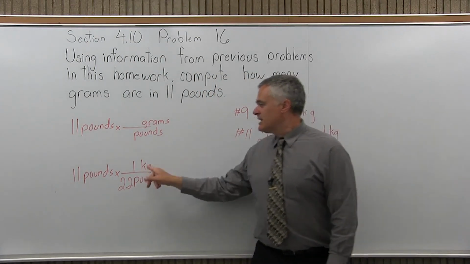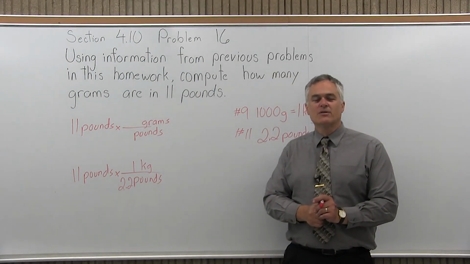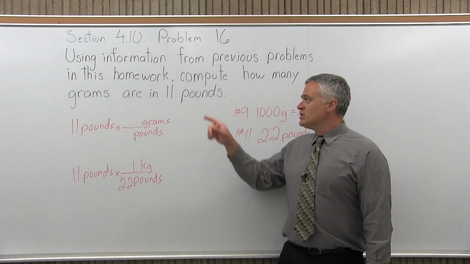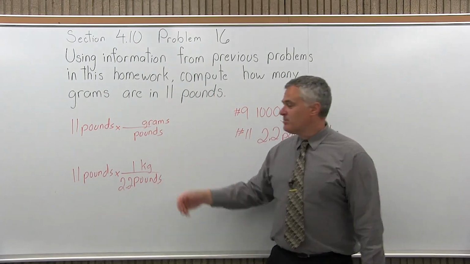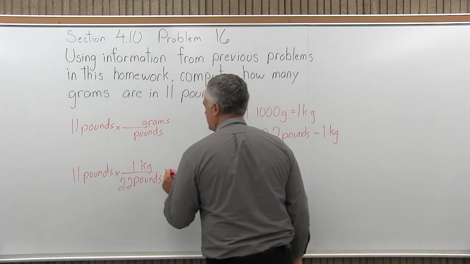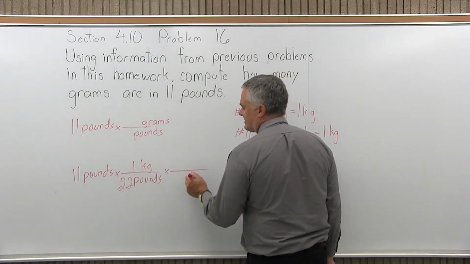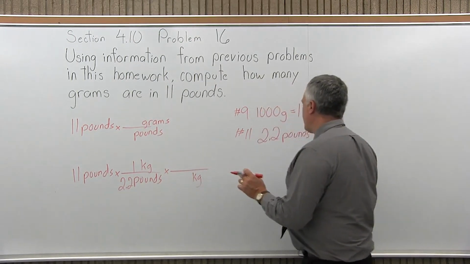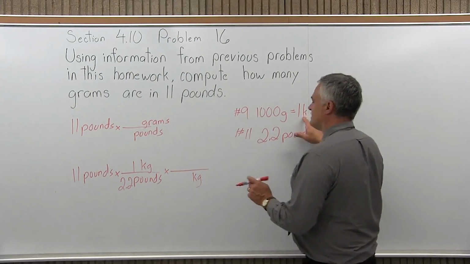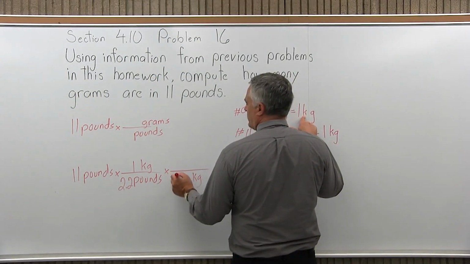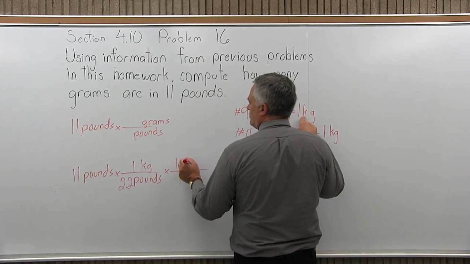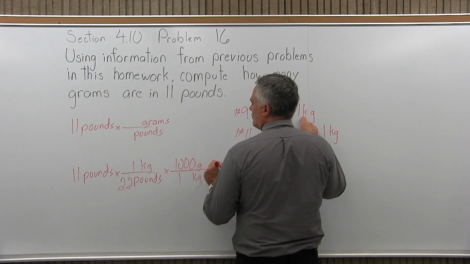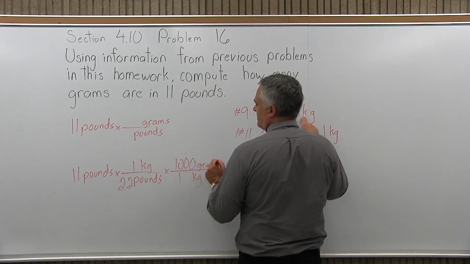So now pounds have canceled and my units are kilograms, which is not what I want. We want grams. So I'm going to multiply times another fraction that's equivalent to 1. I want to cancel the kilograms, so that will be in the denominator. So what do I have with kilograms? We have this: 1 kilogram is equivalent to 1,000 grams. I'll actually write it out.